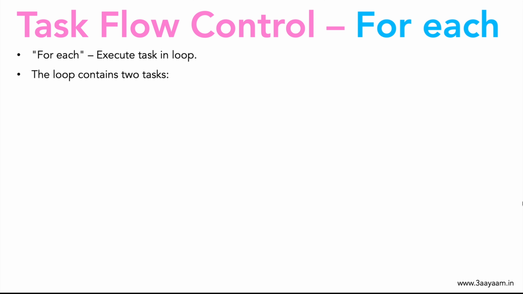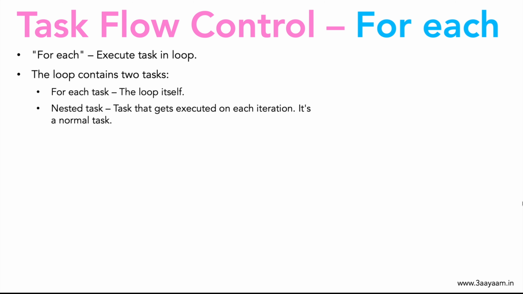Now the loop that is created using for each contains two tasks. One is the for each task itself, which is the loop. It is similar to the if else task that we had seen earlier. The purpose of if else task is to find out whether a condition is true or false. And the purpose of for each task is to loop the inner task or the nested task over and over again, which is the second task, which is known as nested task, and it gets executed on each iteration. And it's just a normal task that you create out of a notebook or an SQL script.